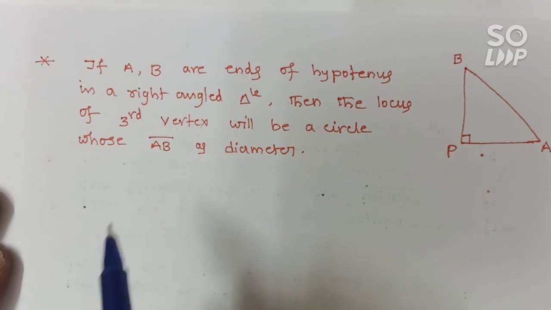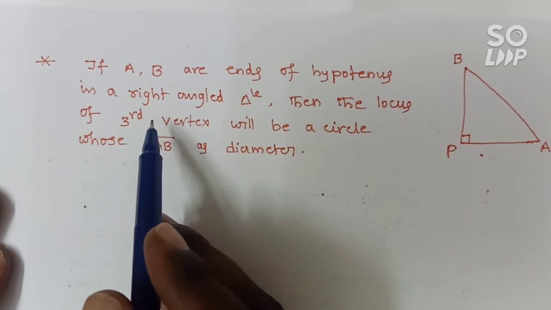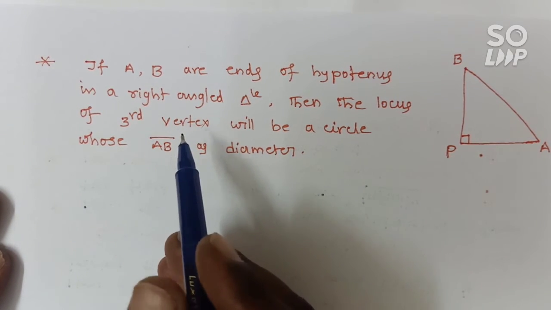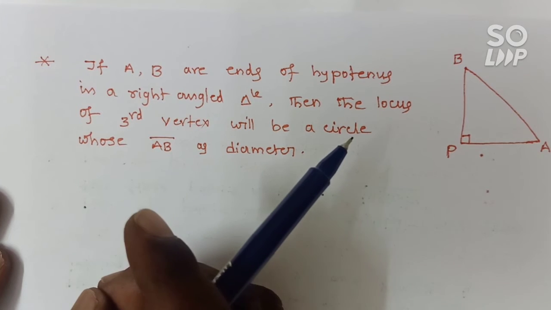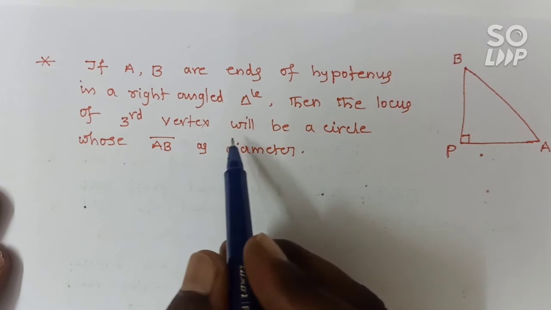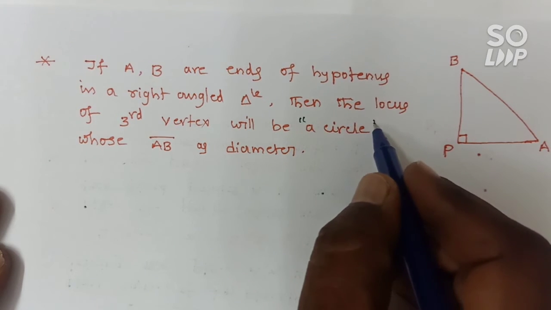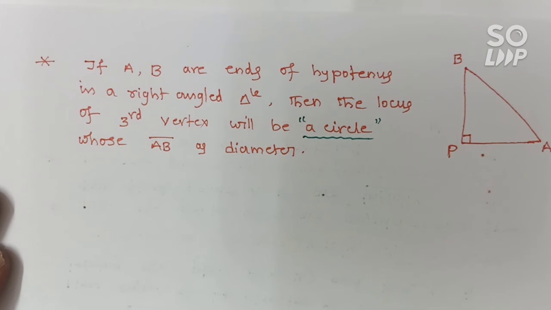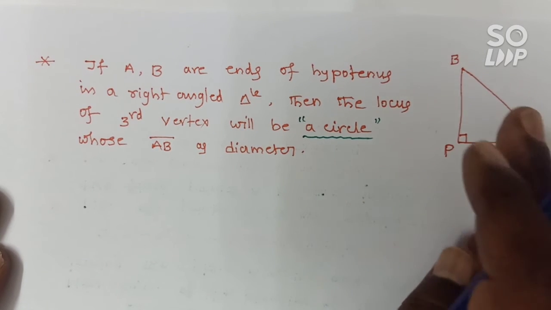So here the question is: if A and B are the ends of the hypotenuse of a right angle triangle, then what is the locus of the third vertex? They will give the options. The first option is a parabola, the second is a straight line, the third is a pair of straight lines, and the fourth is a circle. So if you remember this concept, you can say that the locus of the third vertex, meaning the right angled vertex, will be a circle, right?